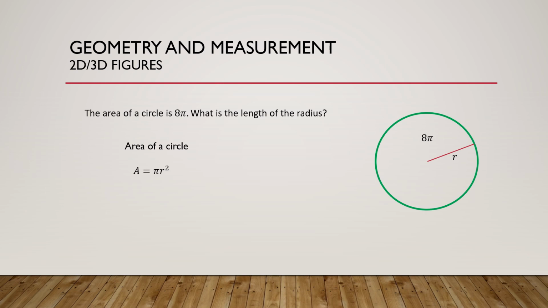Since area is given, we can write this as 8 pi is equal to pi r squared. Divide both sides by pi to get r squared is equal to 8. If we square root both sides, we get r equals the square root of 8.